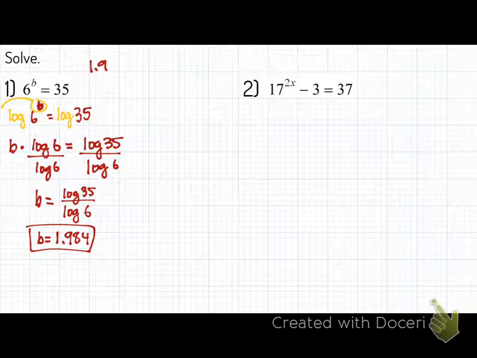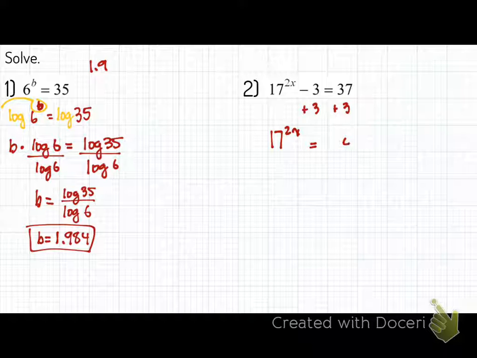Number 2, same idea. Now, this one's a little bit harder, right? Because the left side is not isolated. We have x, the variable I want to solve for, and then I've got this minus 3. So I want to combine like terms before I even start. So I'm going to add 3 to both sides because I want to start solving it. Okay, so I'm adding 3 to both sides. You get 17 to the 2x is equal to 40.